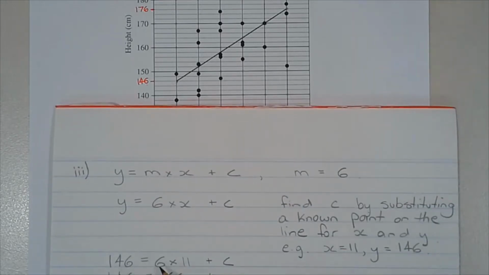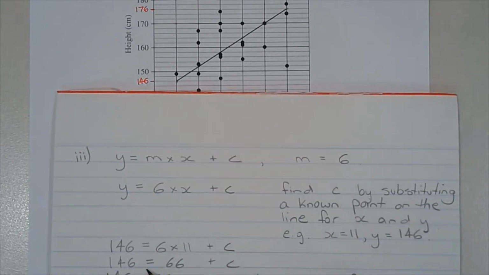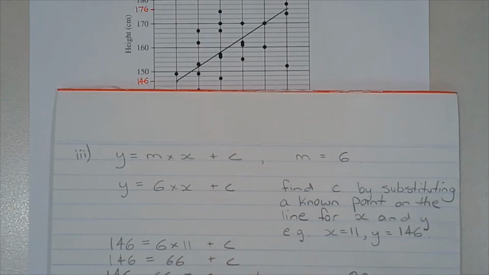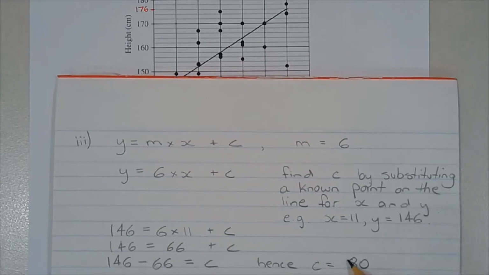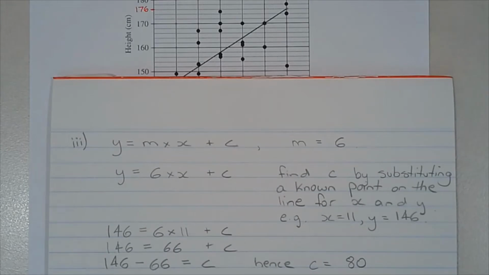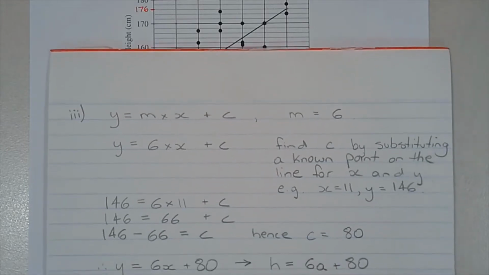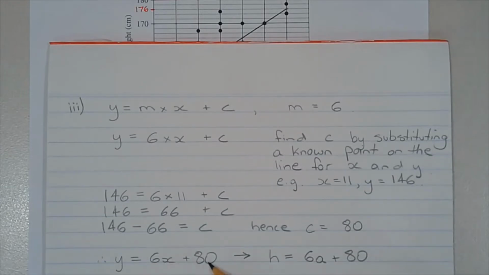So y equals m multiplied by x, so substituting 146 for y, and 11 for x. We have 146 equals 6 multiplied by 11 plus c. 146 equals 66 plus c, since 6 times 11 equals 66. Then we subtract 66 from both sides, or just move this positive 66 from the right-hand side to the left-hand side. So it becomes 146 minus 66 equals c, and hence c equals 80. So that would correspond to the y-intercept. So therefore, y equals 6x plus 80.